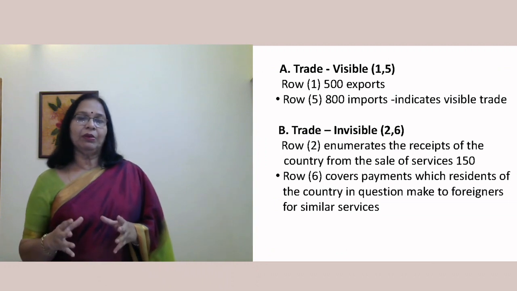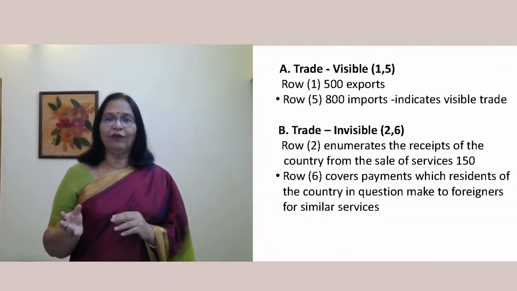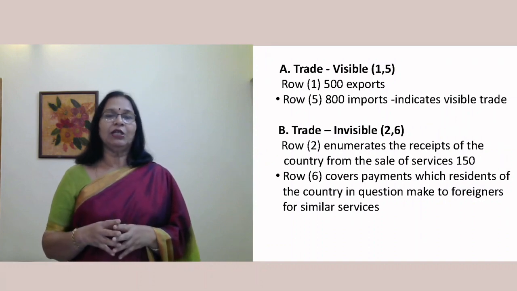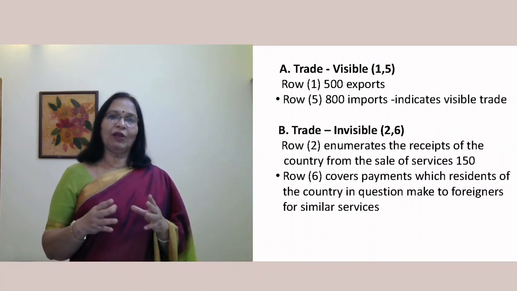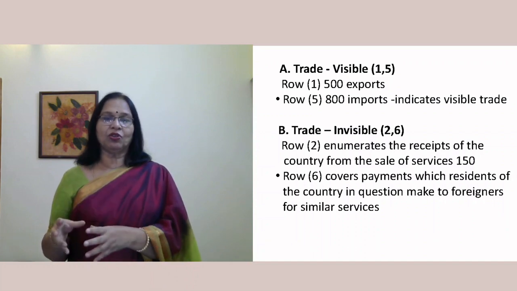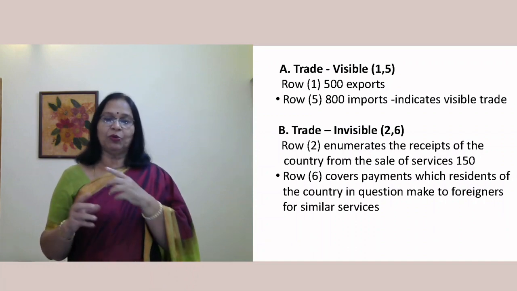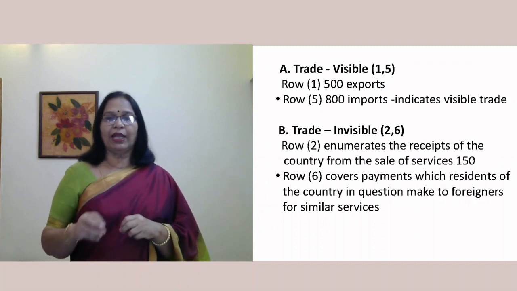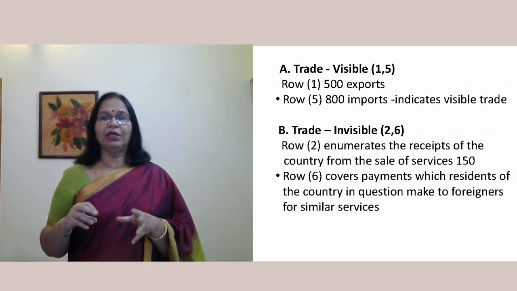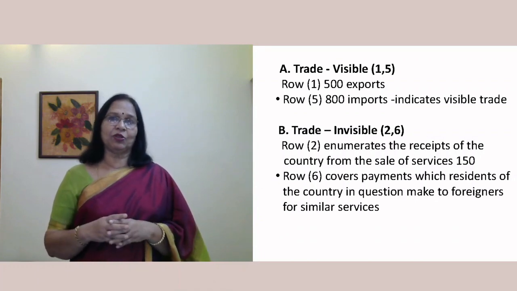Now, rows 1 and 5 are exports, which are visible items. So we have 500, and 500 is any monetary unit that we can take. So it is 500 units of export, and the import is 800. So import is 800 and export is 500. This indicates the visible items of trade.